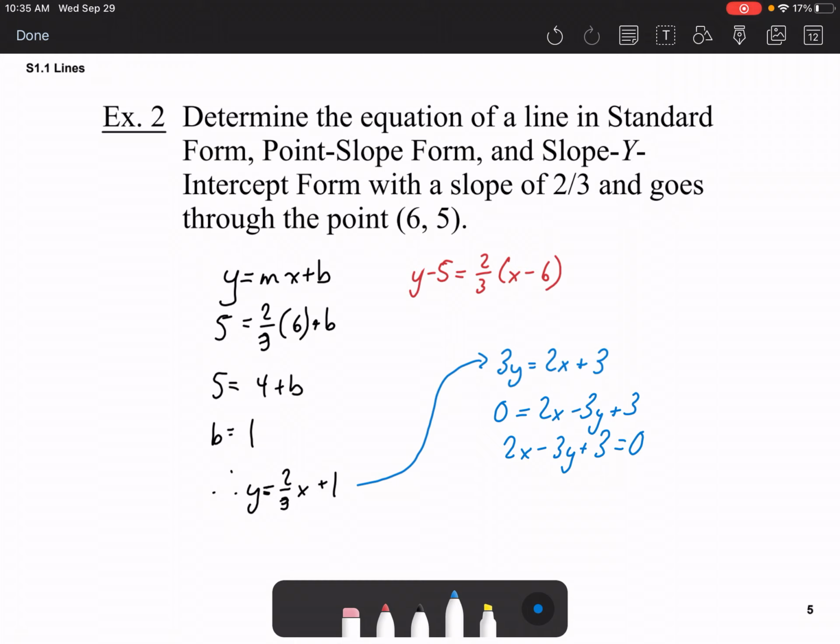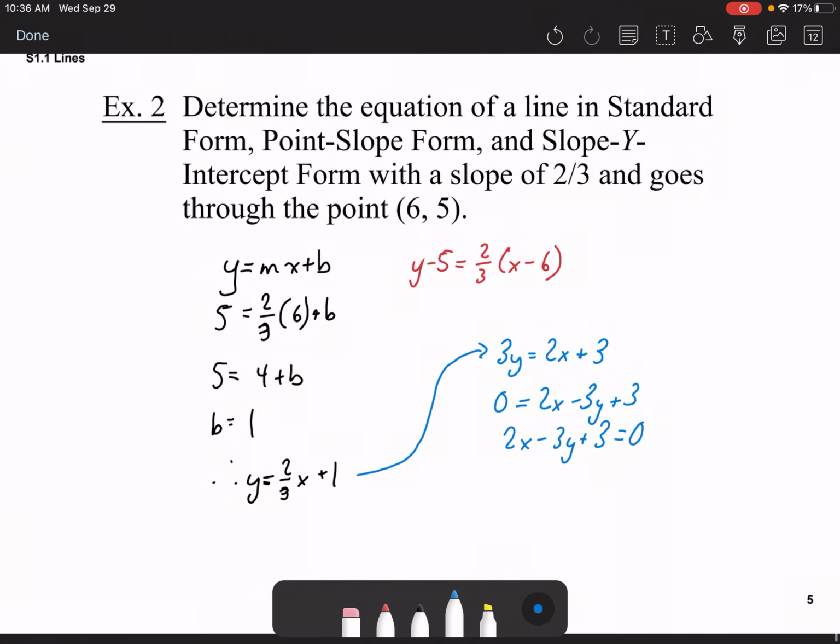And there you go. That's how you work out your standard form of your line, your point slope form of your line, and your slope y-intercept form of your line. And thus concludes this lesson.